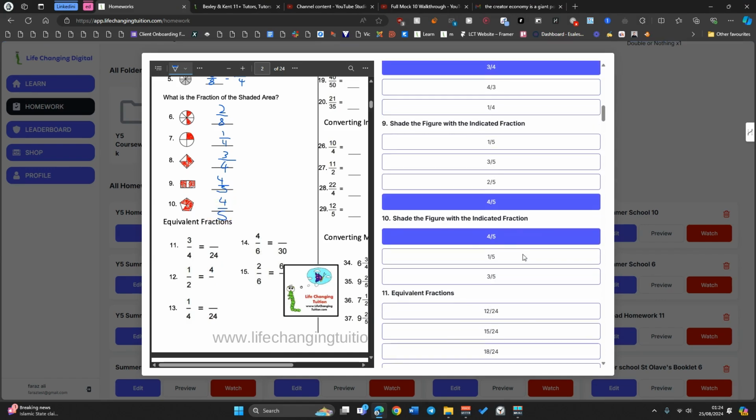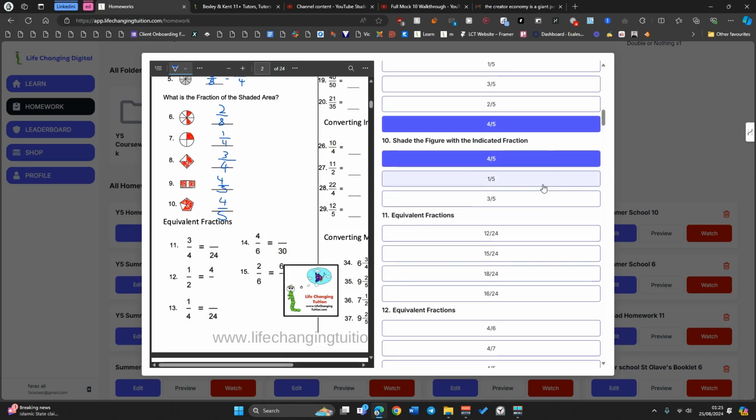4 out of 5. And the reason why we can't simplify these is basically because there is no number that we can divide both of these by, right? They're not divisible by anything, the same ones. But they also show up in the multiple choices, so it's not a big deal. Okay, question 11 is down here.